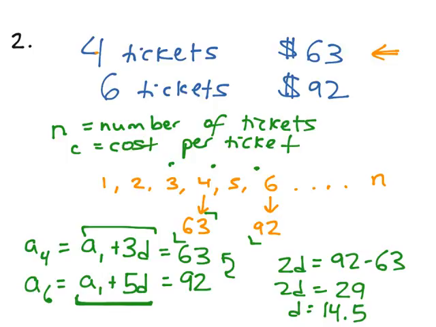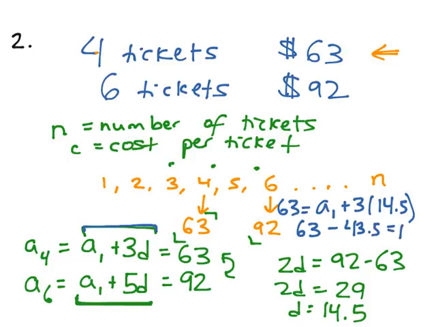Using that, we can find A1. So A1 plus 3 times 14.5, we're using this equation here, is equal to 63. So if we multiply this out, we find that 63 minus 43.5 is equal to 19.5, which is our A1 term.